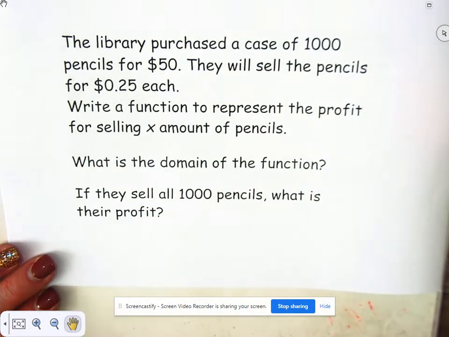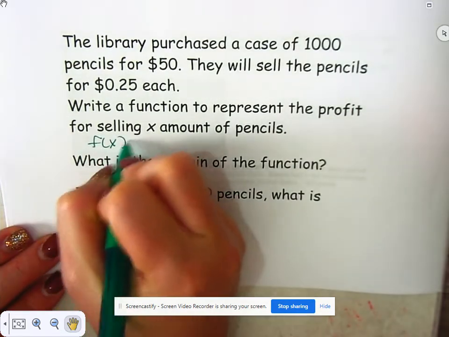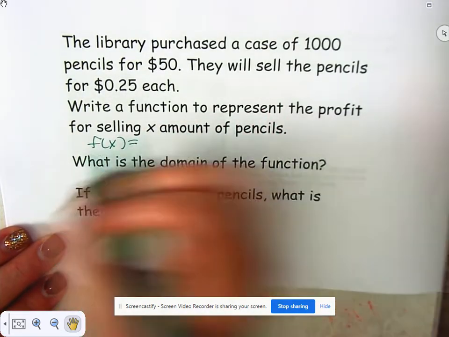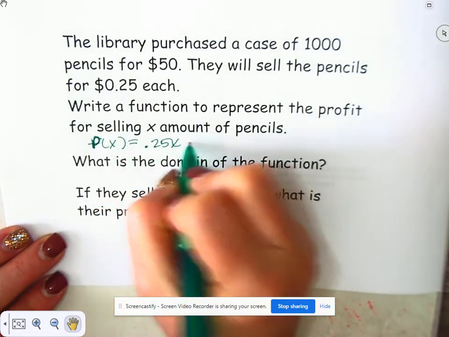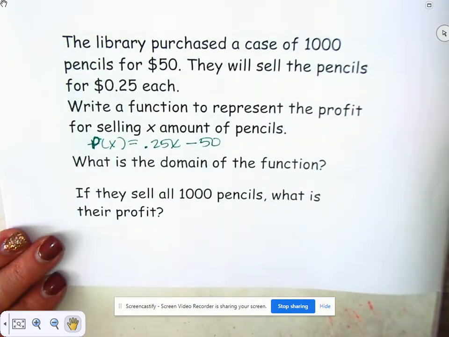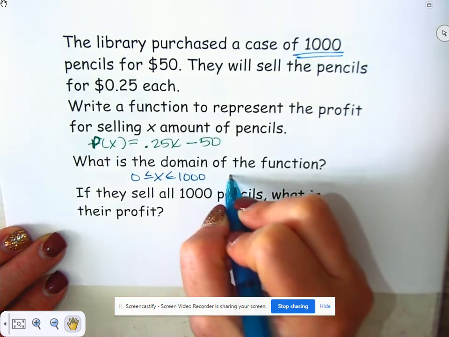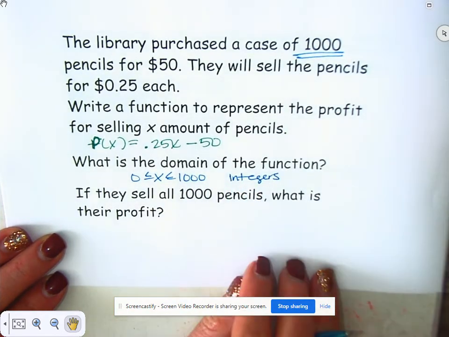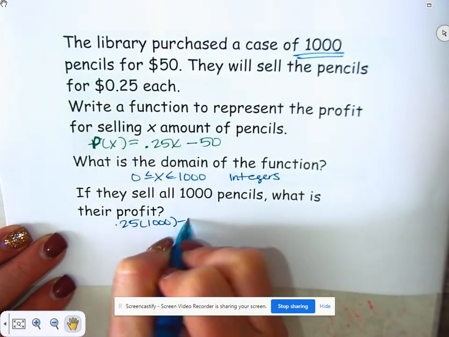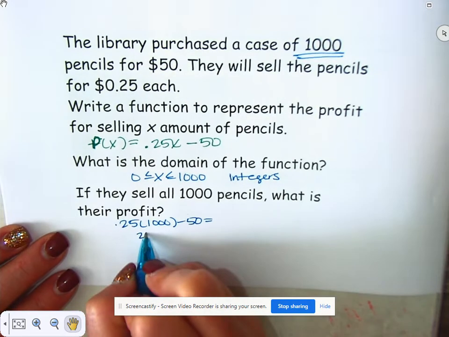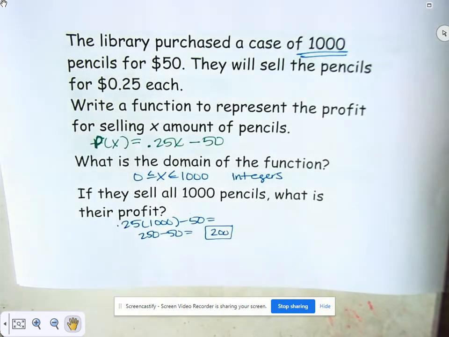All right, the library purchased a case of 1,000 pencils for $50. They will sell the pencils for 25 cents each. So write the equation. So p of x is going to be, profit, sorry, p of x. Our revenue is 25 cents a piece minus the $50 we paid. Our domain, if there's 1,000 pencils, is from 0 to 1,000. And again, that's our integers. And if they sell 1,000, we just plug in 1,000 into our equation. And they would make $200 profit.